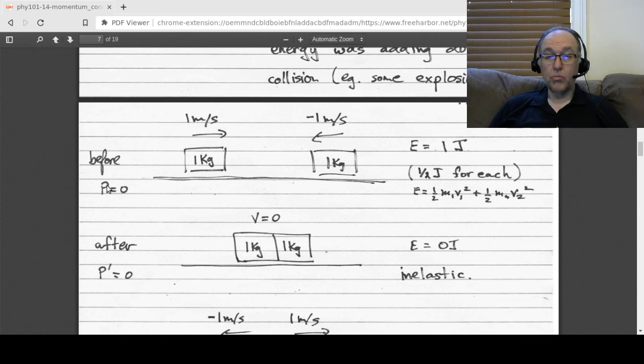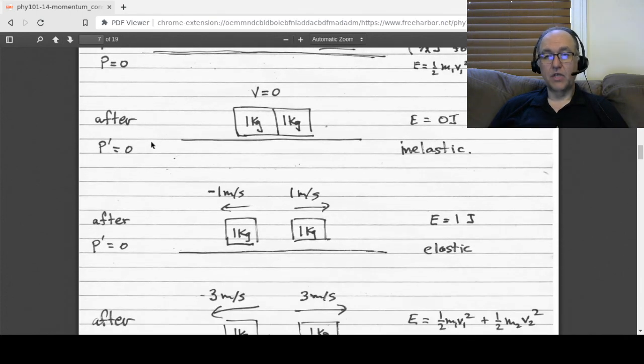Let me just summarize. Total momentum for the system before, 0. Total energy of the system before, 1 joule. So we have a system with no total momentum and energy 1 joule. All right, here are 3 possible after scenarios. They're all different, okay?